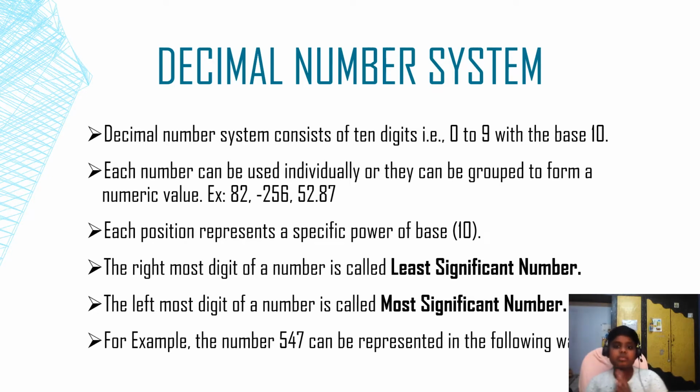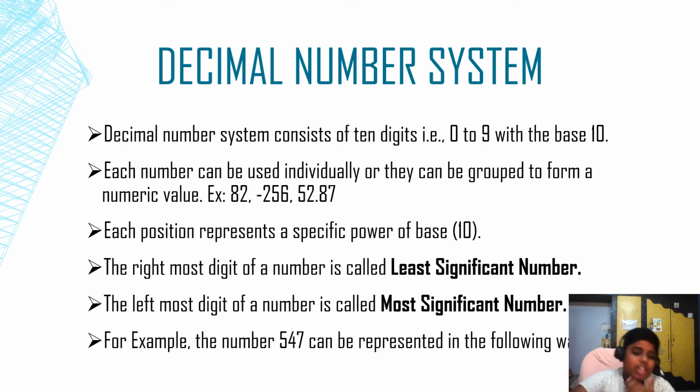And each position represents a specific power of base 10. Like you have 82, right? The first is units and then tens, the base of it is 10, the power of it is 10. I'll explain it more in the next one. Also, the rightmost digit of a number is called the least significant digit. Like in 82, the rightmost is 2, so that is the least significant digit. And 8 is the leftmost and it is the most significant digit.